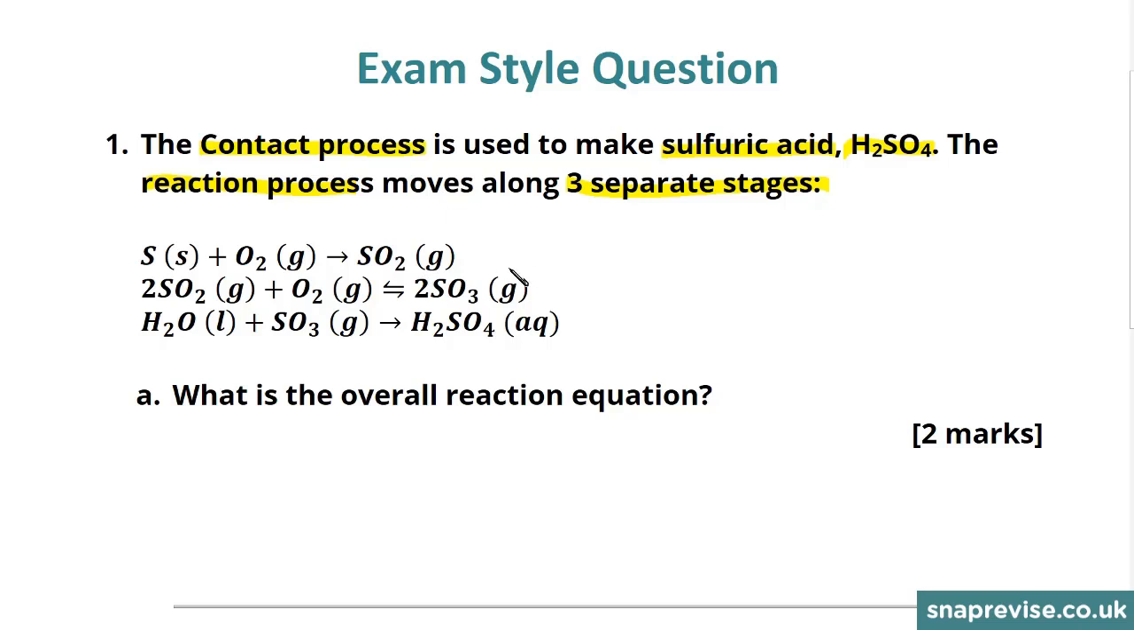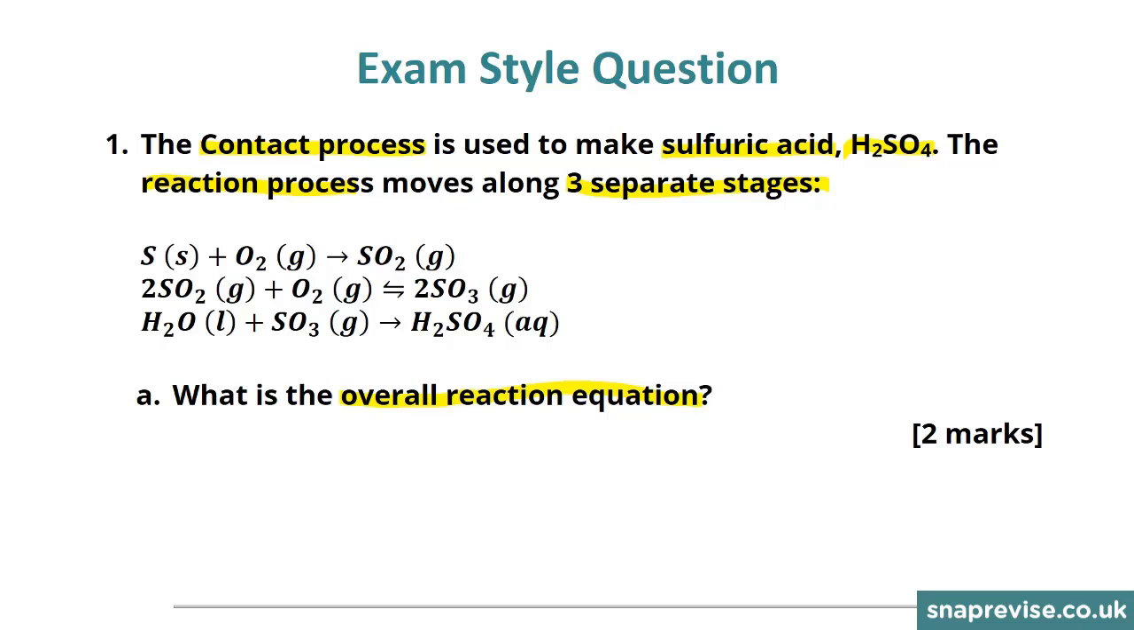In the first step, we can see that sulfur reacts with oxygen in order to produce SO2, or sulfur dioxide. This sulfur dioxide then goes on to react with another molecule of oxygen, giving us SO3, or sulfur trioxide. It's this sulfur trioxide that then reacts with water in order to give our overall product, our H2SO4 sulfuric acid. The first part of the question asks us, what is the overall reaction equation for this reaction?